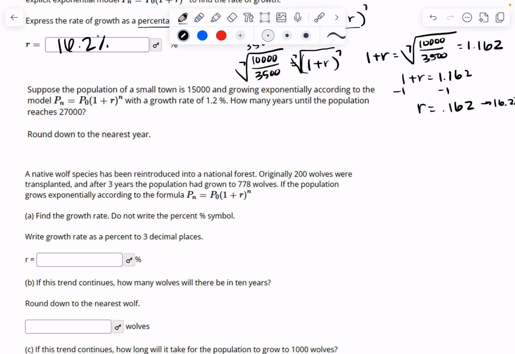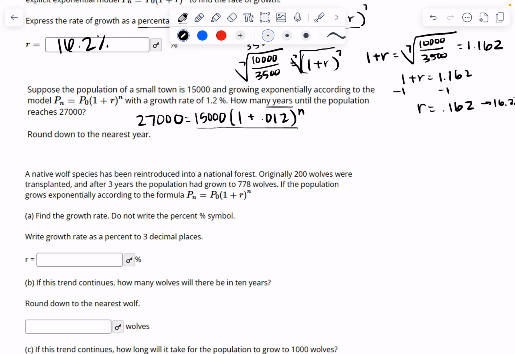Okay, the next one, we have a population of a small town that's growing and it gives us the rate. How many years? So this is the same as the first one we did. We're trying to find, so the population is 15,000, and then it's 1 plus 0.012 to the n. We're trying to find when it reaches 27,000.